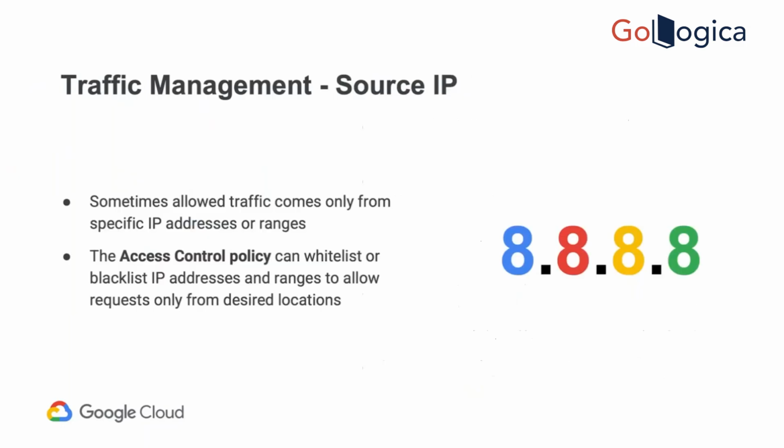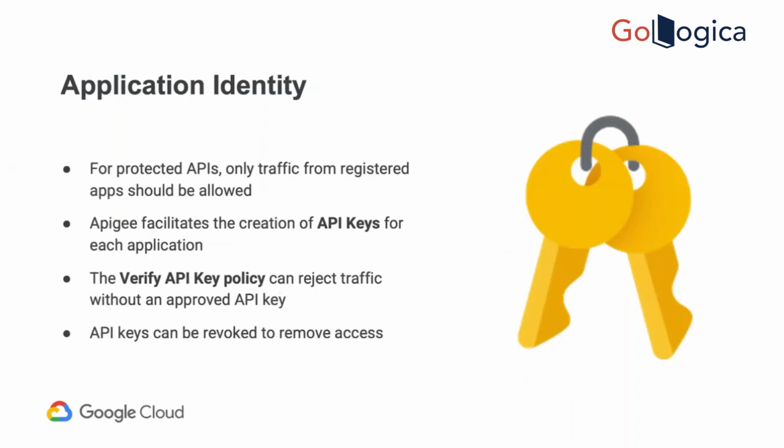Okay, so that's one. Then another traffic management is IP based restrictions. We can either whitelist IP or blacklist IP, or IP ranges, not just a single IP but a range of IPs. We can do that using access control policy. In access control policies, we can either whitelist or blacklist IP addresses, and we can allow only from the desired location.